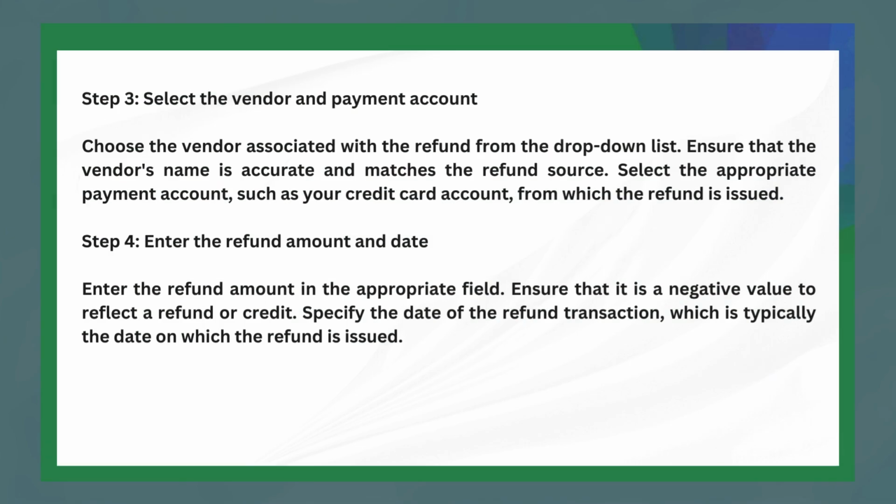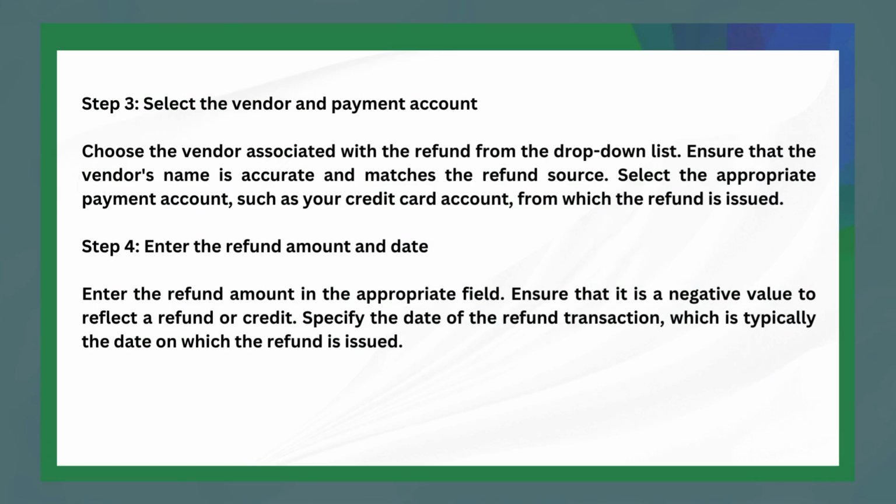The third step is to select the vendor and payment account. So choose the vendor associated with the refund from the drop down list. Ensure that the vendor's name is accurate and matches the refund source. Select the appropriate payment method, such as your credit card account from which the refund is issued.